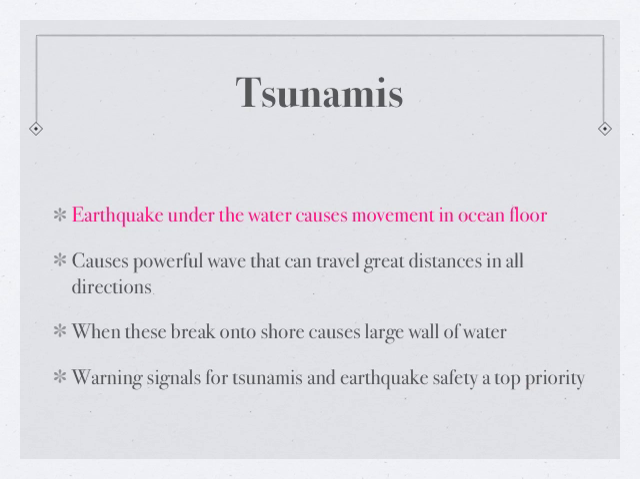The good thing about tsunamis is that we can have warning signals for tsunamis because we can figure out the magnitude of the earthquakes and where they were and be able to tell where those tsunamis are going to go. So earthquake safety is a very top priority for these areas so that people can be evacuated.